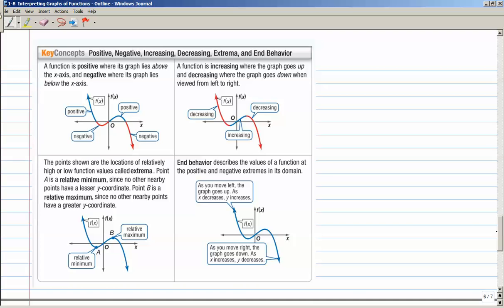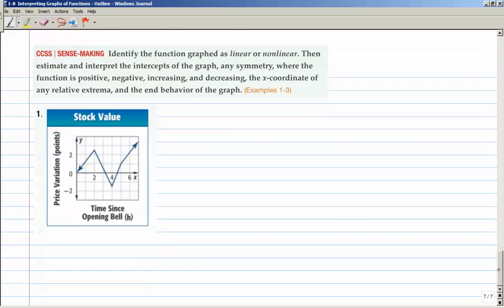So let's take a look at one example here where we have to do about 12 different things to it. We have to identify this as linear or nonlinear, and then estimate and interpret the intercepts of the graph, see if there's any line symmetry, tell where the function is positive, negative, increasing, and decreasing, the x-coordinates of any relative extrema, and the end behavior. Okay, so there's a whole lot going on with this graph. So let's start with the first one.